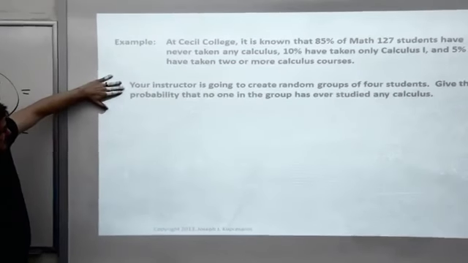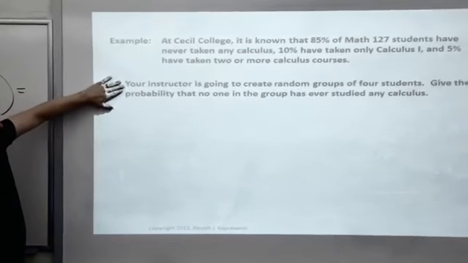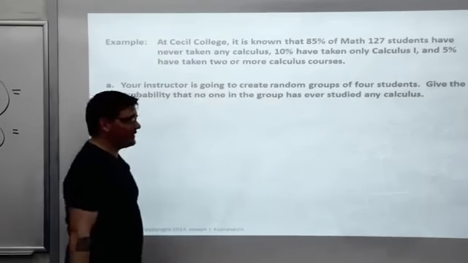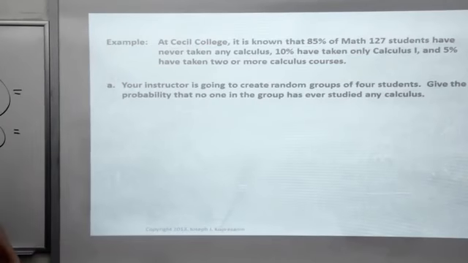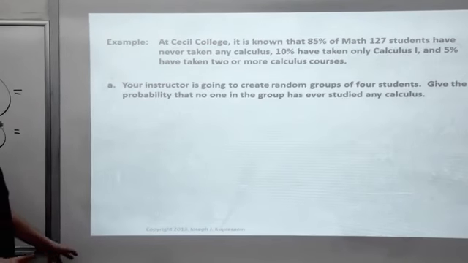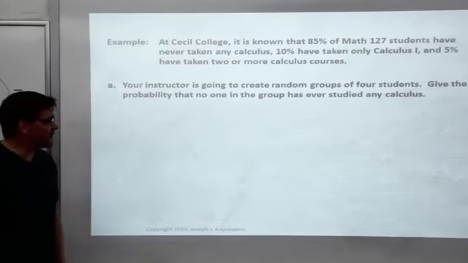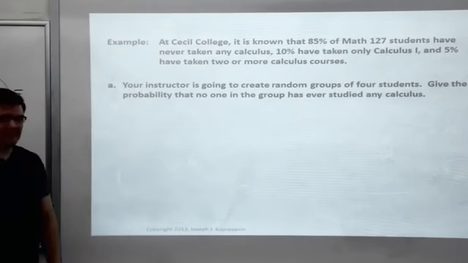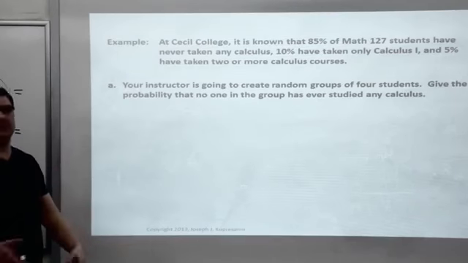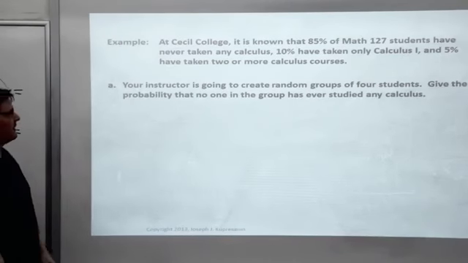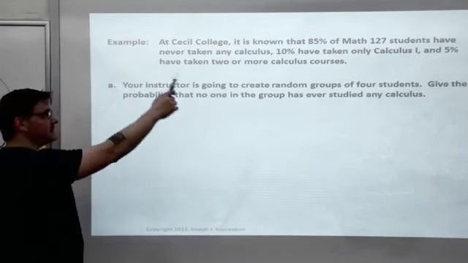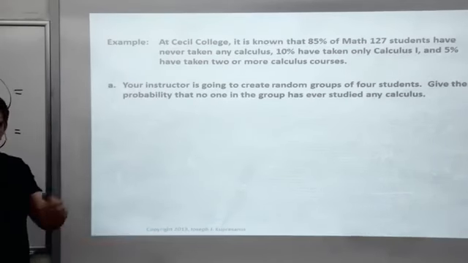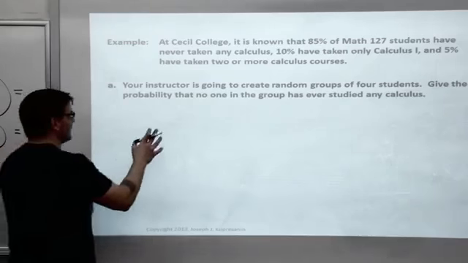Part A, next page. Your instructor is going to create random groups of 4 students. At Cecil College, it's known that 85% of statistics students have never taken any calculus. 10% of STAT students have taken Calc 1, and 5% of STAT students have taken Calc 1 and Calc 2, or at least 2 calculus courses. Okay? Those are disjoint up top. Either you've had no calculus, exactly 1 or 2 or more calculus classes.